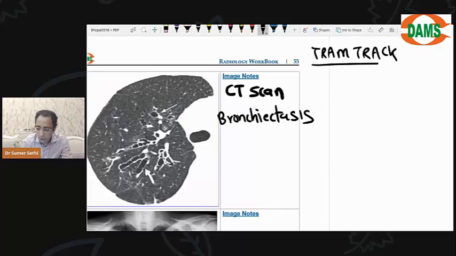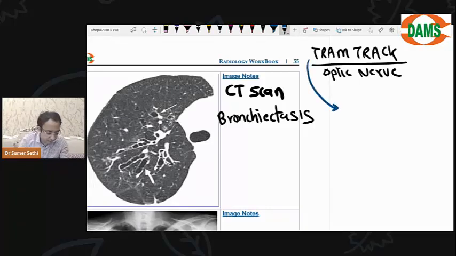Tram track appearance in optic nerve. Anybody can tell me from ophthalmology class? You remember the ophtha teacher was telling you, I saw that in that lecture also. Tram track appearance in optic nerve is optic nerve sheath meningioma.